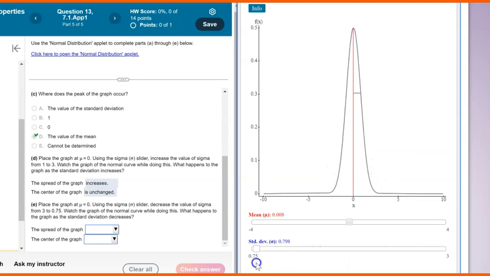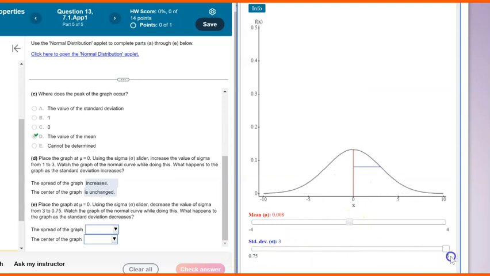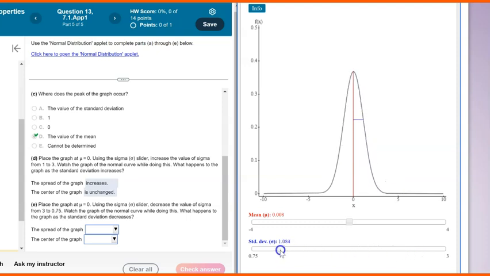You can notice that the graph is going to be narrowed down, right? Makes sense? That means the spread of the graph decreases. One more time. When sigma is 3, this is the spread of the graph. Look at this line, it represents the spread, okay? And if you scroll to the left and bring it to 0.5, the spread decreases.